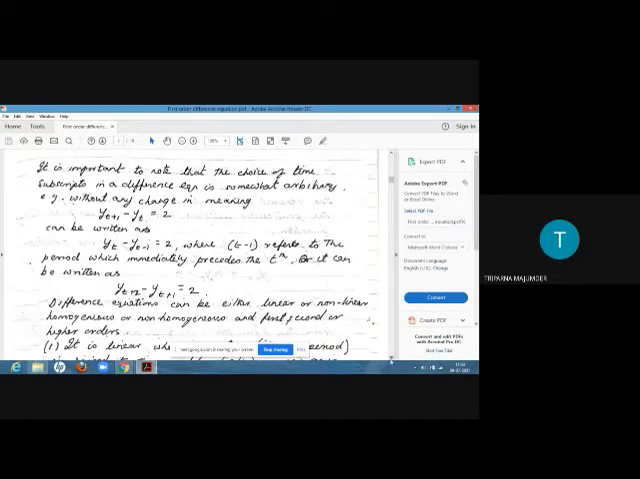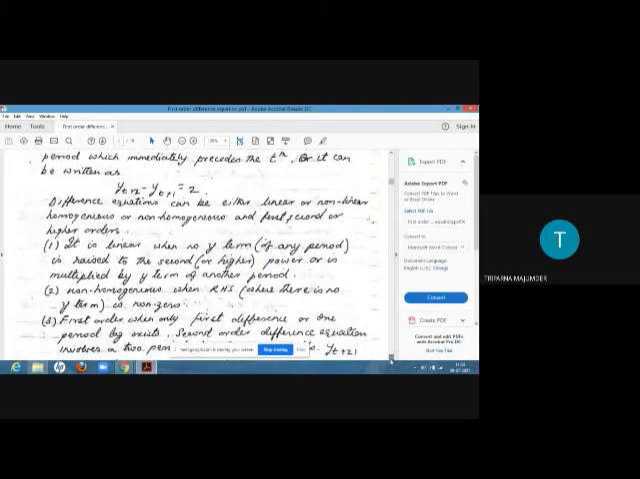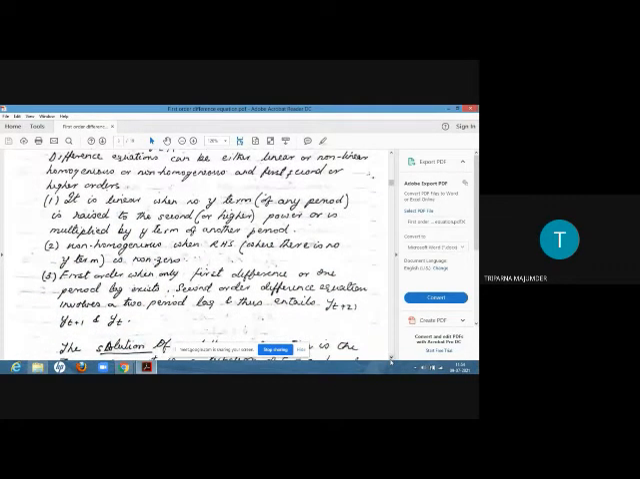Now we come to the solution of a difference equation. Before coming to the solution, we have to define a difference equation properly. Difference equations can either be linear or non-linear, homogeneous or non-homogeneous, and first order or higher order. Now we have enumerated three distinctions between difference equations, so let us take up the meaning of each one by one.